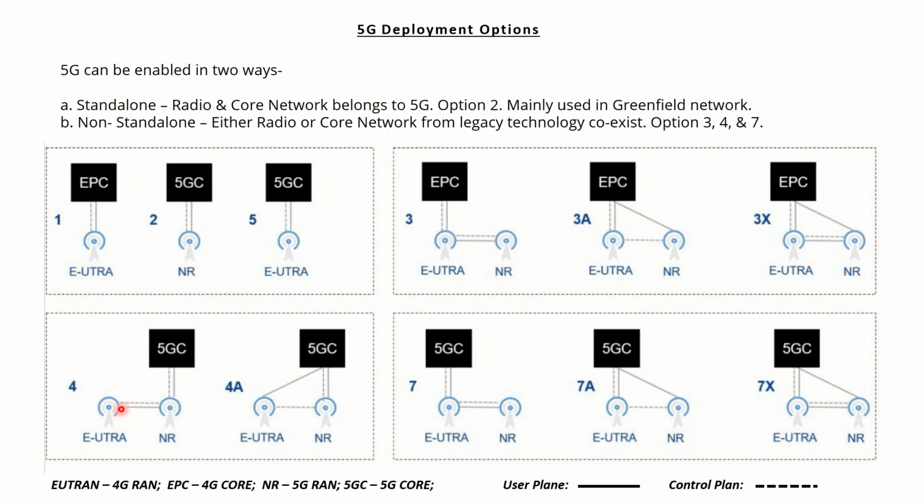Here we are keeping some of the cell sites of 4G, and the reason could be different. Maybe the 4G network has wider coverage and we would like to keep those cell sites. That's why we can go for option 4.